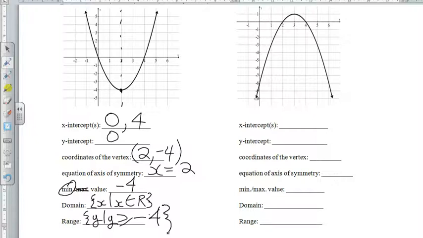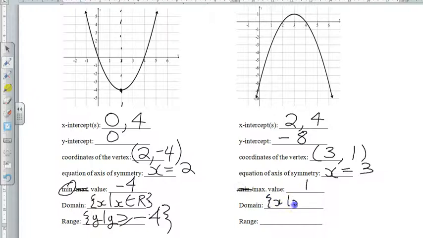What are the x-intercepts for this? 2 and 4. Y-intercept. Coordinates of the vertex. Equation of the axis of symmetry. Min or max, which one? Domain. Range.